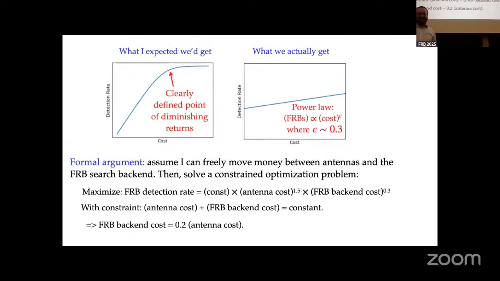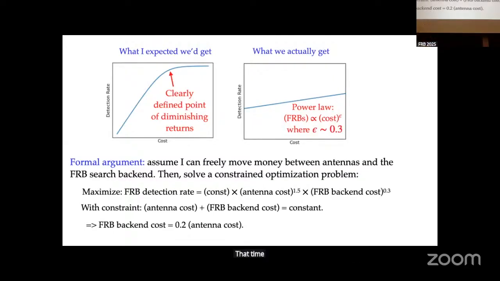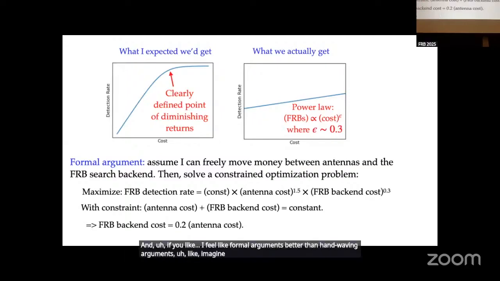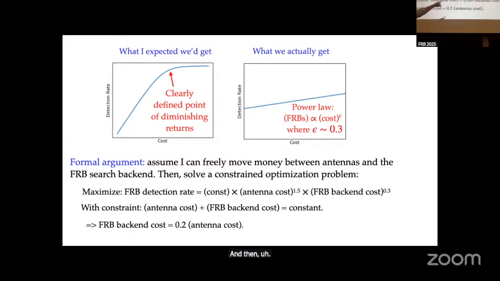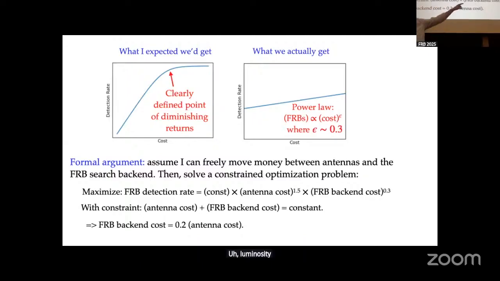So one way to say it is that a power law doesn't have a scale. So the only dimensionful parameter is the total budget, the total cost of the telescope. That times some dimensionless number has to set the total cost of the FRB backend. And I feel like formal arguments are better than hand-waving arguments. Imagine that I can just fungibly move money between buying more antennas at an interferometer and increasing the cost of the FRB backend. Then my FRB detection rate is number of antennas to the 1.5, assuming you put in a luminosity distribution, times the FRB backend cost to the 0.3. That was the power law we saw before.